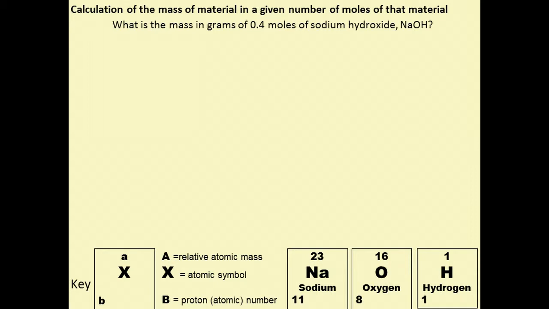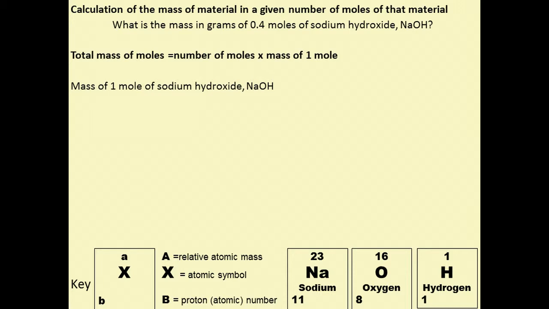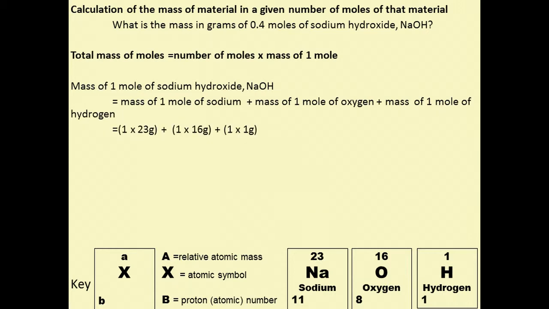Firstly, we need to work out the mass of 1 mole of sodium hydroxide. But before that, we should obviously write down our key equation. Total mass of moles is equal to the number of moles multiplied by the mass of 1 mole. Stage 1: mass of 1 mole of sodium hydroxide. If we look at the formula, we can see it consists of 1 mole of sodium, 1 mole of oxygen and 1 mole of hydrogen atoms. So the mass of 1 mole of sodium hydroxide is equal to 40 grams.